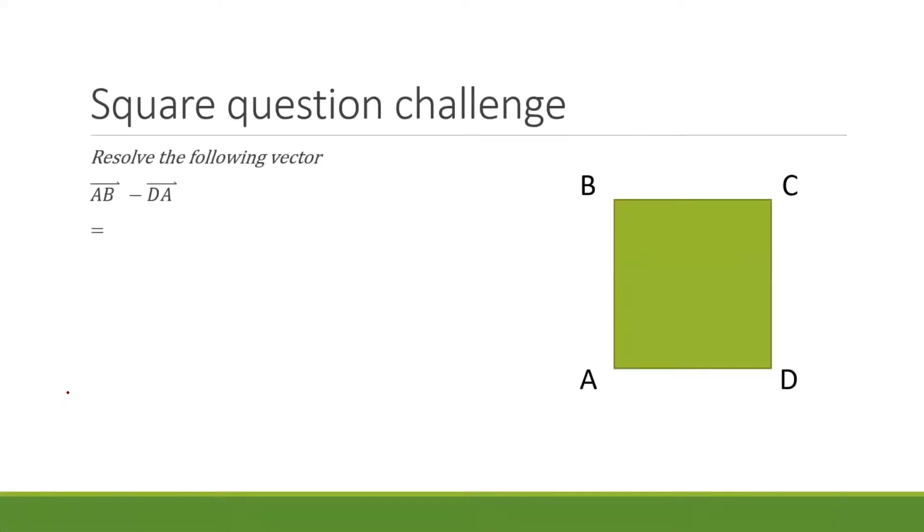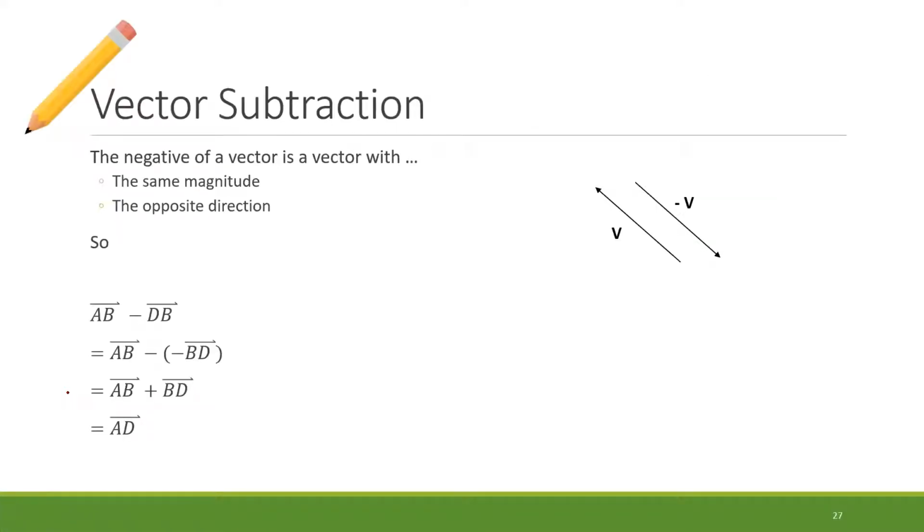Now, vector subtraction, technically you can't subtract vectors. So what we can do is get around that by doing something like this. You can't subtract vectors, but what you can do is add negative vectors. The negative of a vector is a vector with the same size, but in the opposite direction.